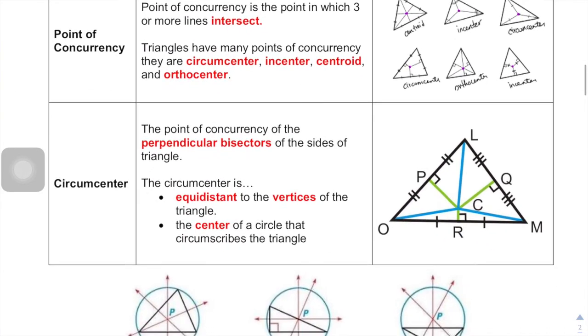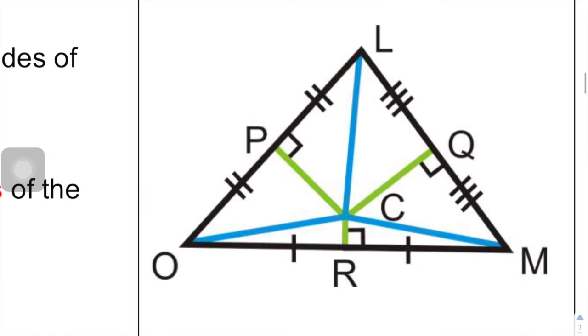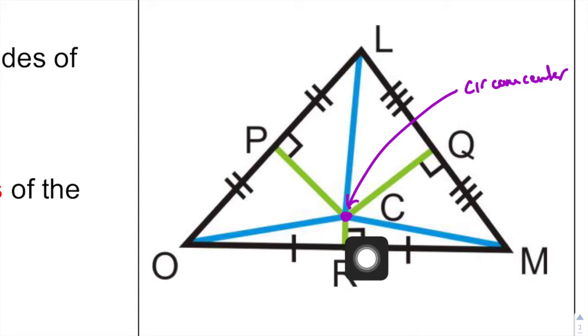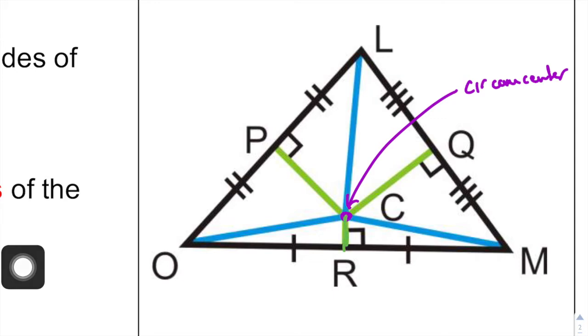So the first one that we're going to go over is the circumcenter. If you create the perpendicular bisector for each side of a triangle, where those perpendicular bisectors intersect is the circumcenter. So when I take a look at this particular picture here, C is the circumcenter. The reason why I know that is I can see this green segment is a perpendicular bisector. So is this green segment a perpendicular bisector to this side, and then this green segment here is a perpendicular bisector.